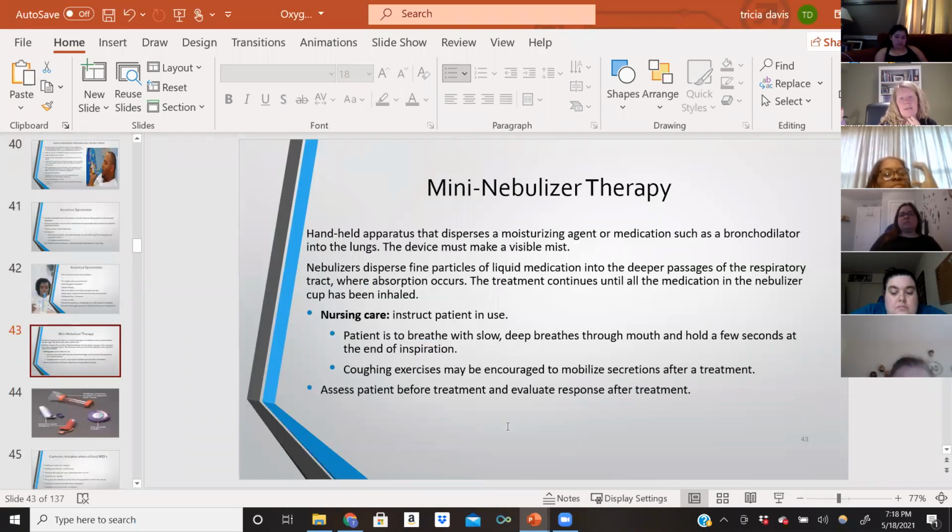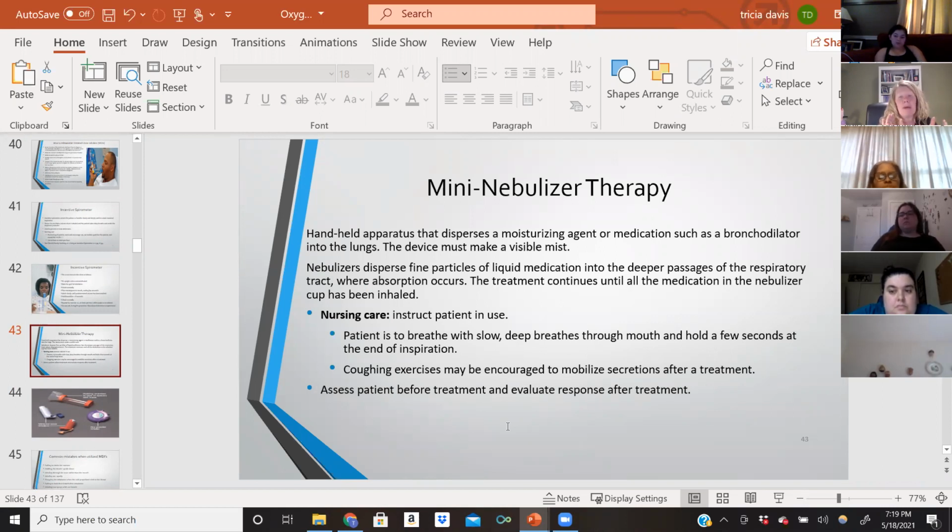Then we have the mini nebulizer therapy. This is a handheld apparatus. It's just like a regular nebulizer, but it's mini. It disperses a moisturizing agent or a medication, usually a bronchodilator, into the lungs. In order for it to be effective, the device has to be making that visual mist that you've seen, if you've ever seen a nebulizer or if you've ever had one.